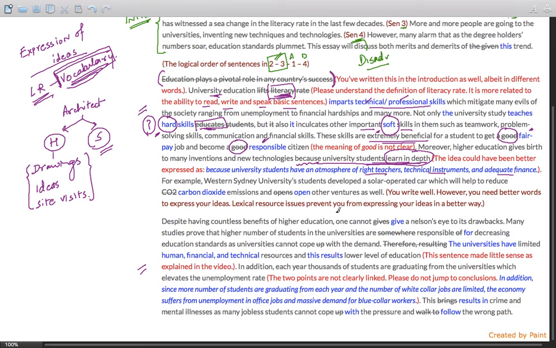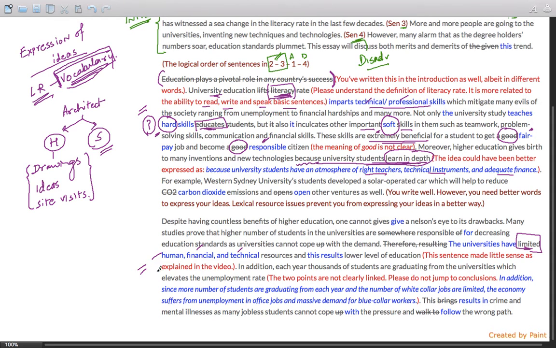There are many other minor things which you should not be much concerned about. This sentence, for instance, "therefore resulting limited resources." What do you mean by limited resources? Limited resources could have been better explained over here. What do you mean by limited resources? Limited human, financial, and technical resources would have been a much better explanation.